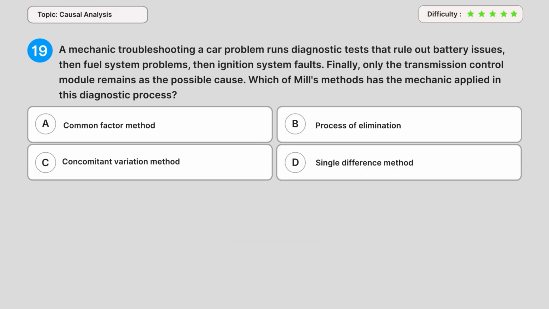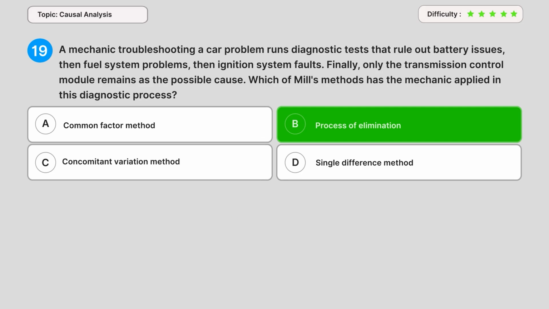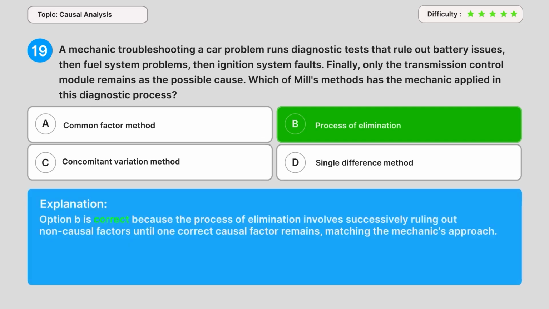Correct answer, B. Process of elimination. Explanation. Option B is correct because the process of elimination involves successively ruling out non-causal factors until one correct causal factor remains, matching the mechanic's approach.